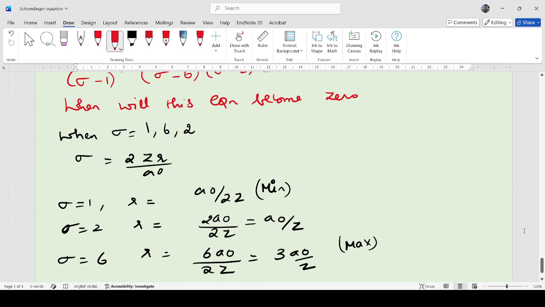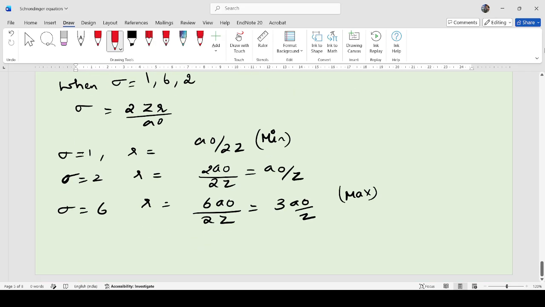Okay, so that was regarding your Schrodinger's equation. Now we'll continue with the redox reactions.